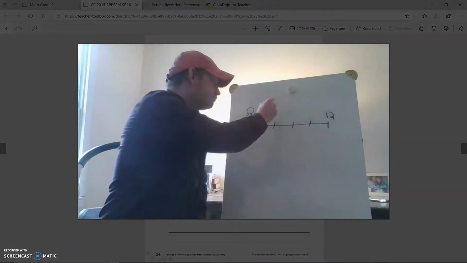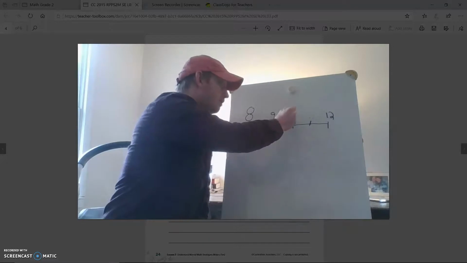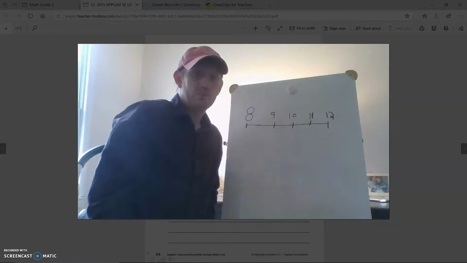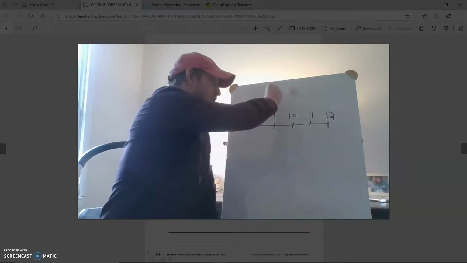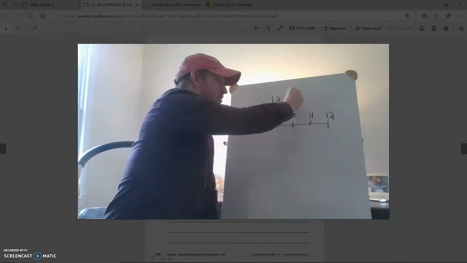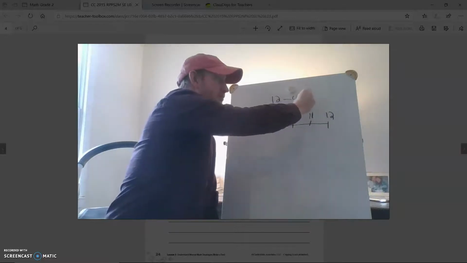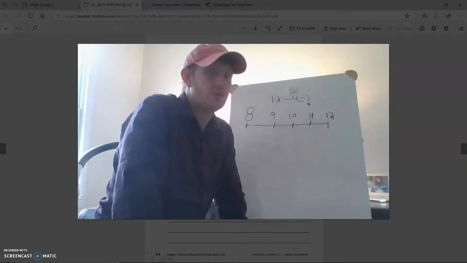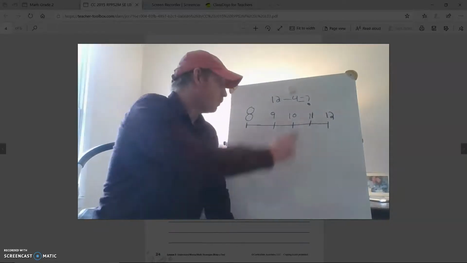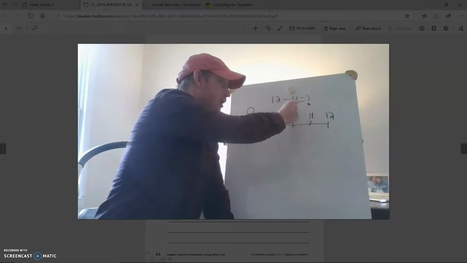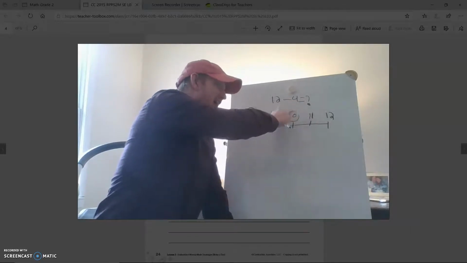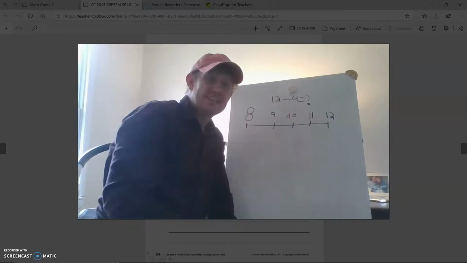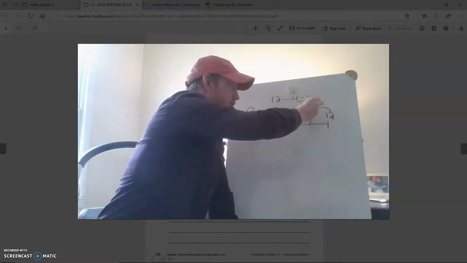We have 8, 9, 10, 11. So the first thing in our question, I'll put our question up here, is 12 minus 4. And we don't know what that equals yet. So the first thing that I notice is that we have a 10 here. And that we're trying to make 10 because that makes our problems just so much easier. So I'm going to count. 1, 2.